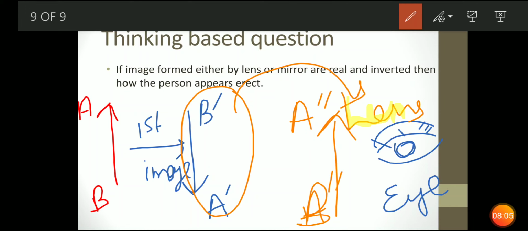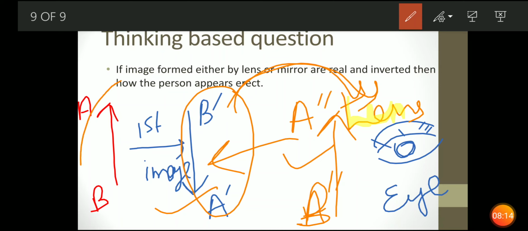So tell me, the first image is inverted, but when your lens forms an image, it is also inverted in this respect. But according to this, you will get the erect image. So that's why a person appears erect over here.